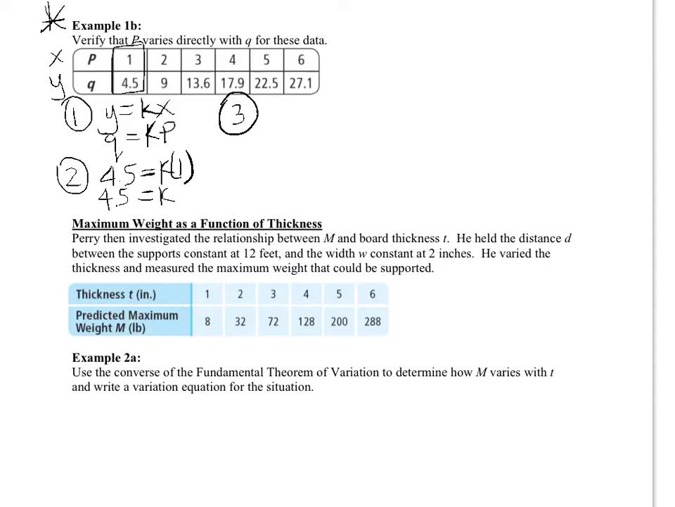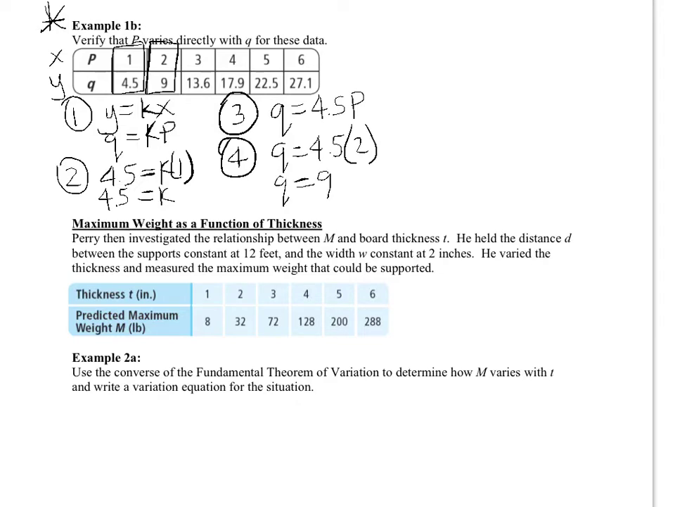Step 3, write the equation, putting in our value for K. So we can say Q equals 4.5P. And in step 4, we're going to test it with all the other data. So we're going to use this next set of values. If P is 2, if we multiply 4.5 times 2, then our Q should equal 9. And that's what we get. When P is 2, Q is 9.